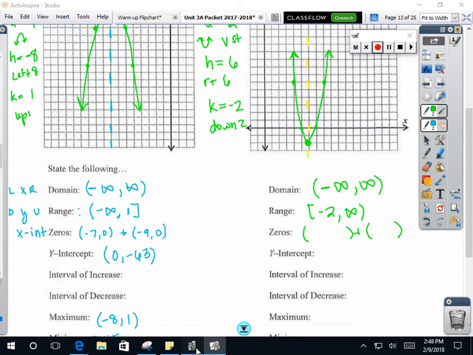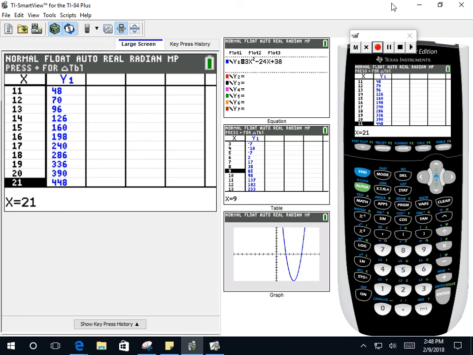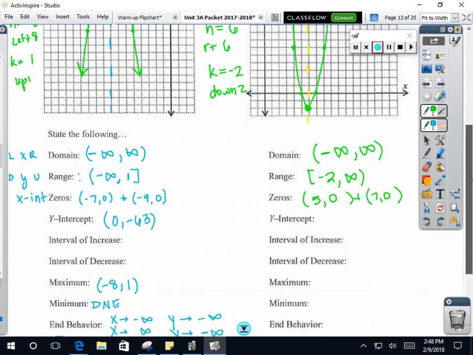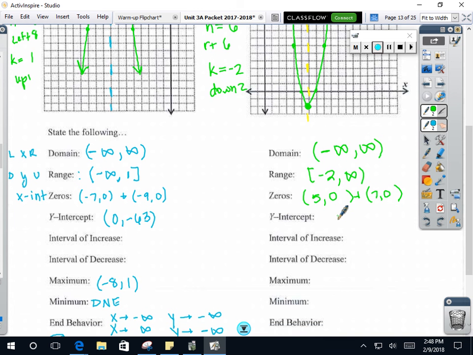What are the zeros? Look at them. They're right here on your table. Oh, I went too far. 5, 0, and 7, 0. Okay, y-intercept, we don't see right now. You'd have to look at your table, so we'll skip it since we're running out of time.